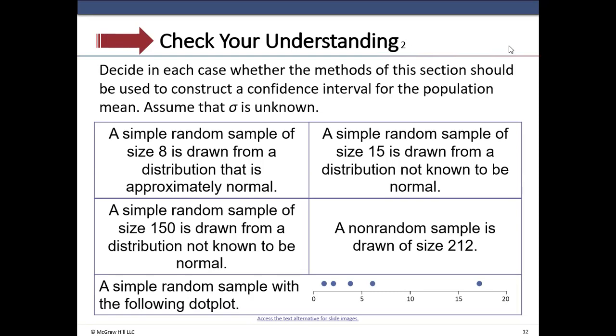A simple random sample of size 150 is drawn from a distribution not known to be normal, but the sample size n is 150, which is greater than 30, so we can use the methods of this chapter.